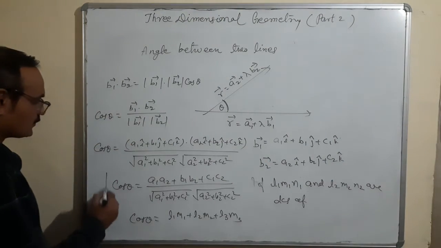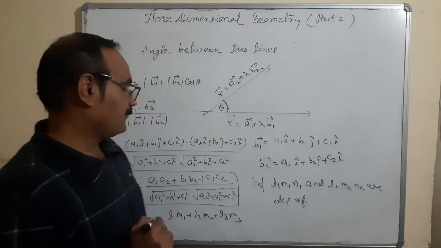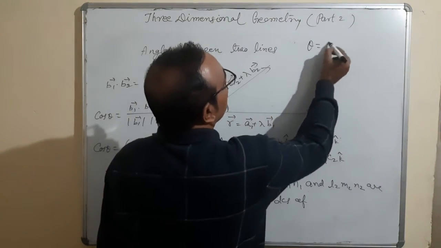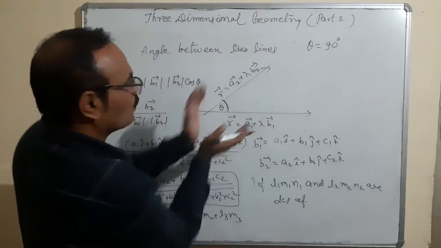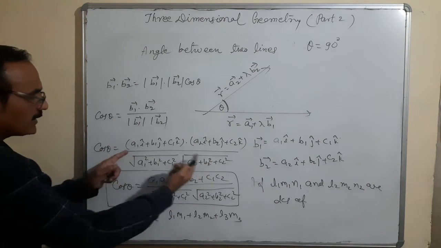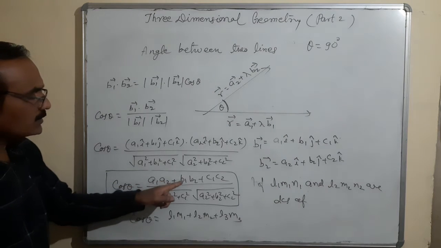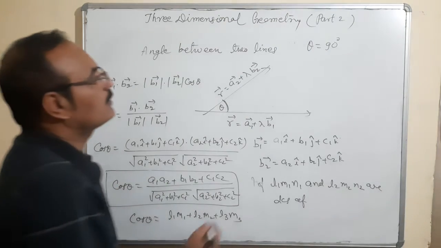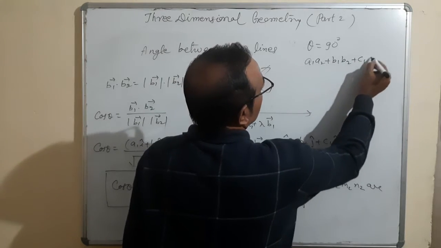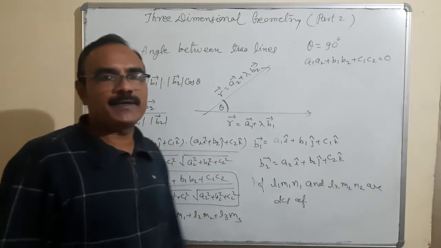But generally we will use this formula for the angle between them. In this formula I will discuss one more thing. If theta is equal to 90, what does it mean? Both the lines are perpendicular to each other. When I put cos 90, that is 0, this entire term is multiplied with 0, so the result is a1 a2 plus b1 b2 plus c1 c2 is equal to 0. This is the condition when both lines are perpendicular to each other.